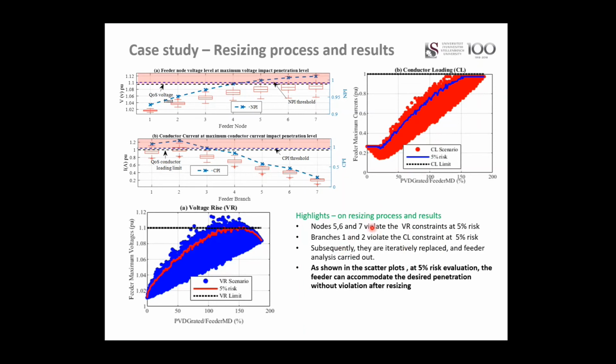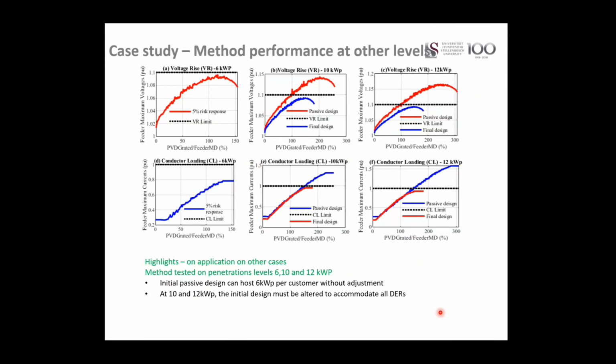So as I've said before, you can see from your box plots that nodes 5, 6, and 7 violate the voltage rise constraint at 5% risk, and branches 1 and 2 would violate the conductor loading constraint at 5% risk. So subsequently, you need to apply an iterative resizing process, which we have explained before. And as shown in the scatter plot, at 5% risk evaluation, the feeder can accommodate the desired penetration without violation after resizing. So we tested this method on other levels, and that was at 6 kilowatt peak, and we also tested at 10 and at 12.